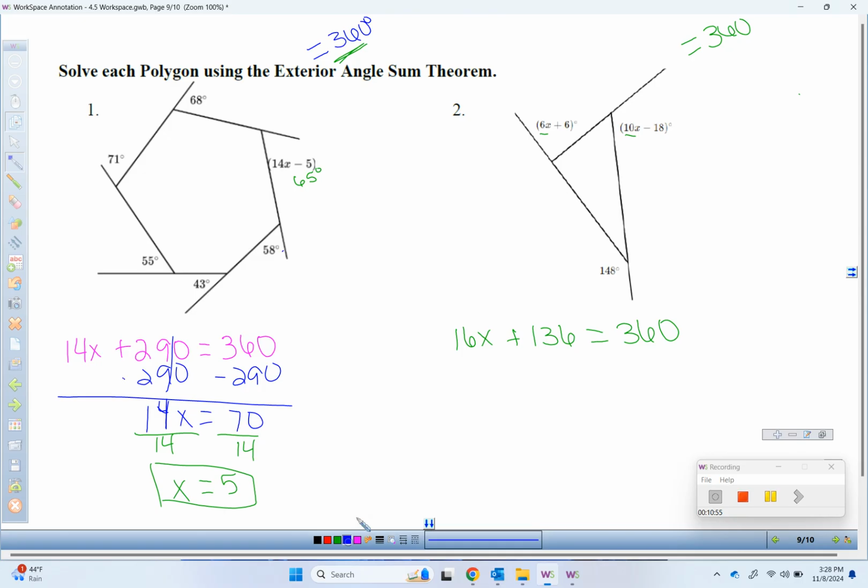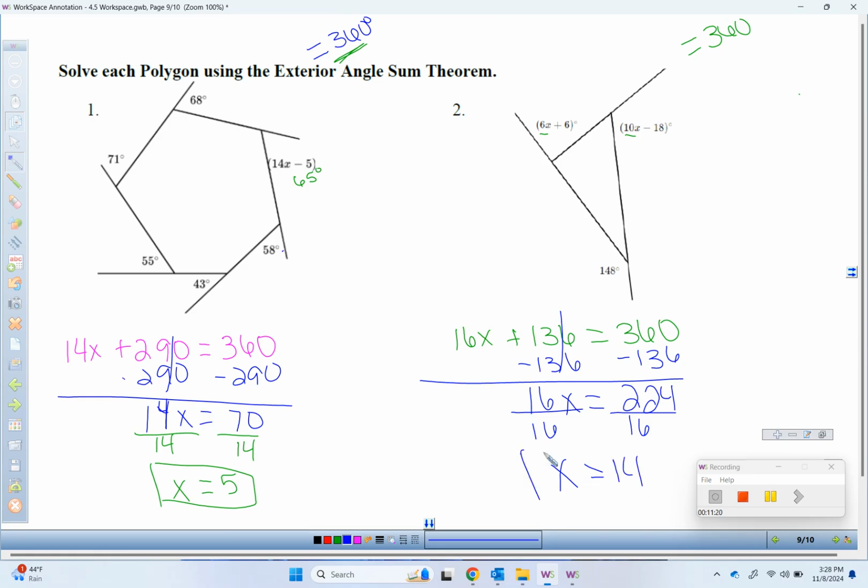And now we're just doing algebra. So we're going to take 136 from both sides. So we have 16x equals, and if you plug this in, you should get 224. Divide both sides by 16, and x equals 14. Okay, and likewise, once you plug 14 in for all the x's, add them together, and you should end up with this.